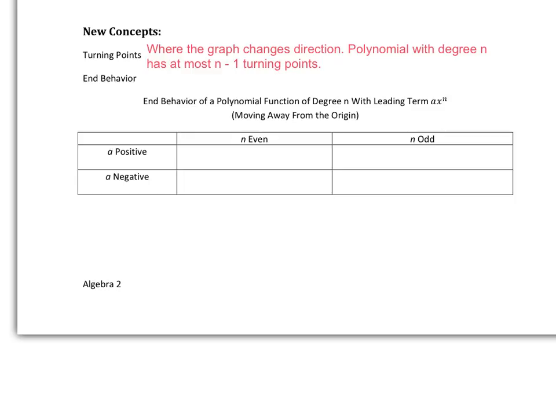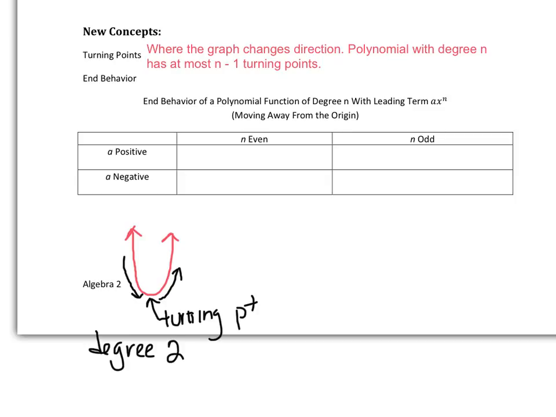If we graph quadratics, and we studied that last chapter, it's a U-shaped graph, okay? So when we say turning directions, here we're going down, and at this point we're going up. So this is considered a turning point right there, okay? And a quadratic is degree 2. So what we're saying is it would have at most 2 minus 1 or 1 turning point, and in that case that's what happens.